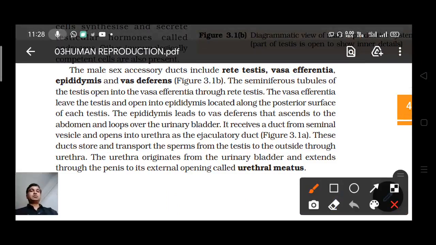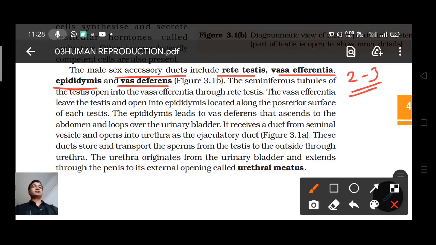The male reproductive system has accessory ducts, which include rete testis, vasa afferentia, epididymis and vasa deferens. So this is a 2 or 3 marks question: name the accessory ducts of the male reproductive system, meaning rete testis, vasa afferentia, epididymis and vasa deferens. The seminiferous tubules of the testis open into vasa afferentia through the rete testis.